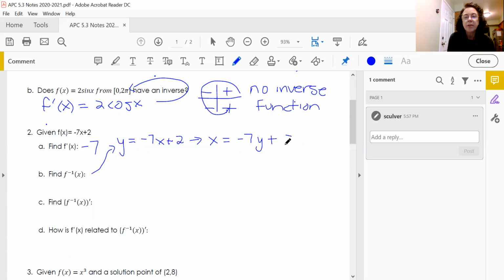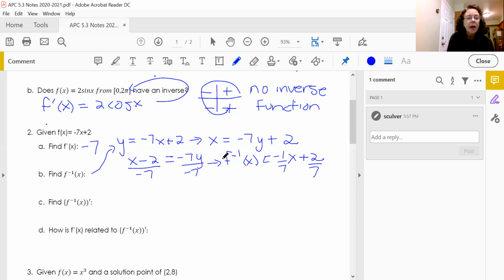And then I'm going to work to get the y alone, and that will be the inverse. So I'll subtract a 2 and then divide by a -7. And we could split this up, and in fact, I will. So the inverse would be, that's an equal sign, a -1/7 x plus 2 sevenths. Okay, so here's the inverse function right here.